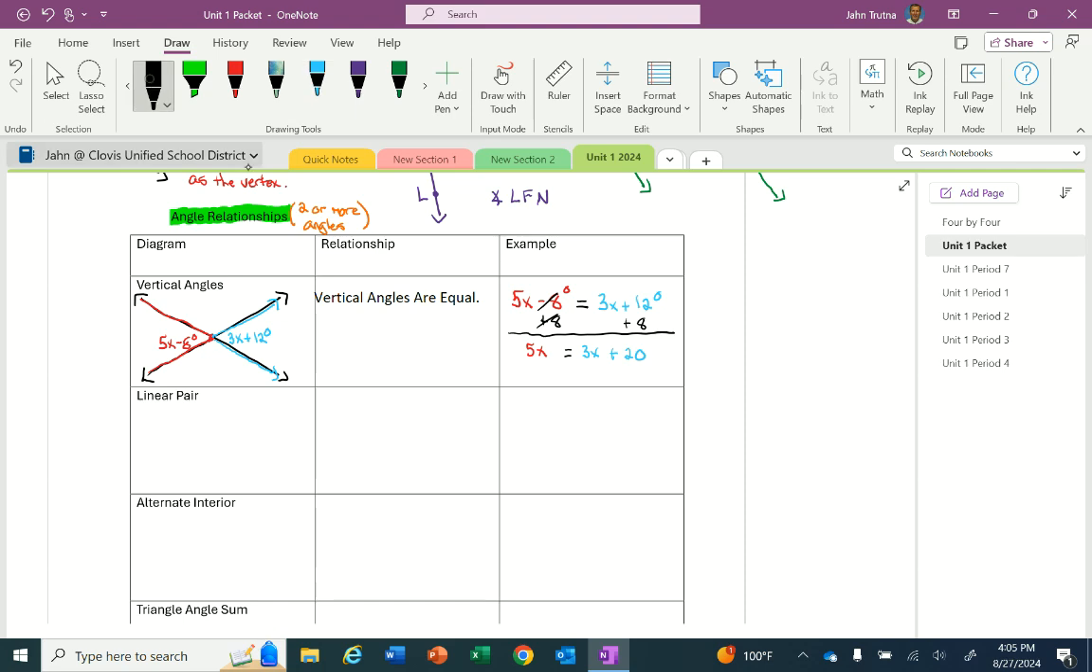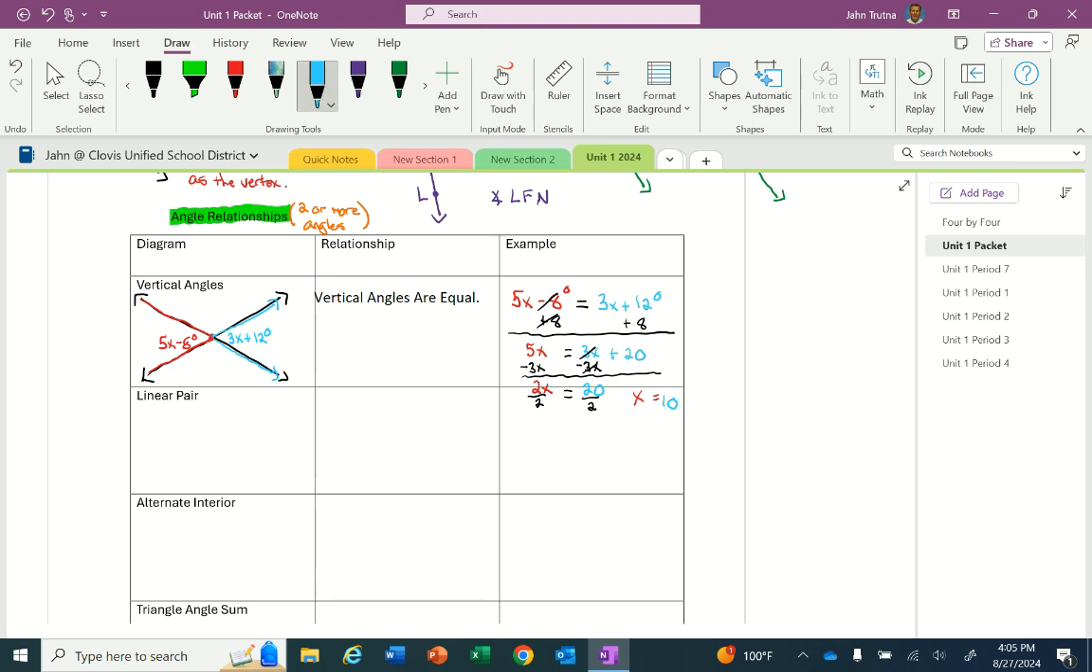My next step in solving this equation for x is I would minus 3x from both sides of the equation. That would create a new equation, which would be 2x is equal to, and the 3x's would cancel out, 20. And then I would divide both sides of the equation by 2. And that means my answer for x would be x is equal to 10.